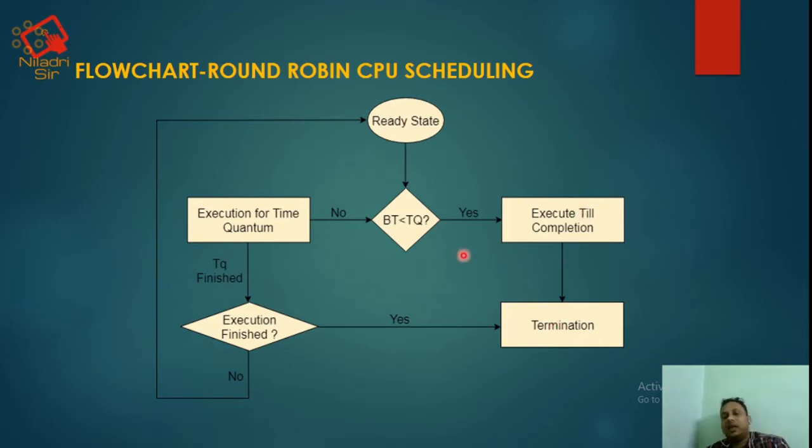And if the burst time is greater than the quantum time, then the process will be executed for the quantum time period. After the quantum is completed, it will check whether the process has finished or not. If it is finished, then it will be terminated, and if it is not finished, then it will again go to the ready state. So this is the representation of the round robin CPU scheduling algorithm.